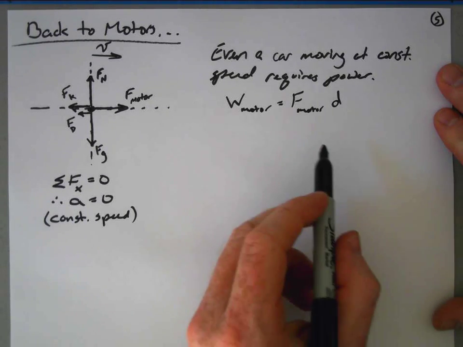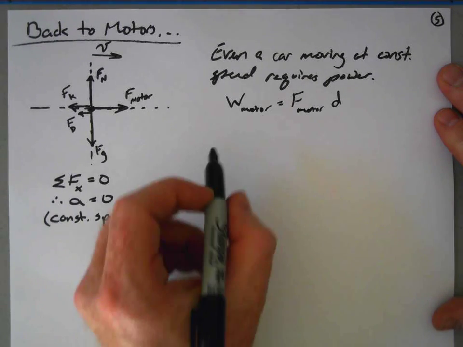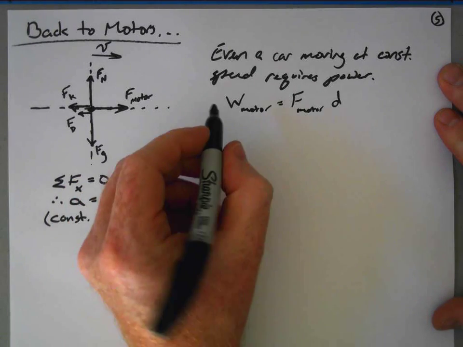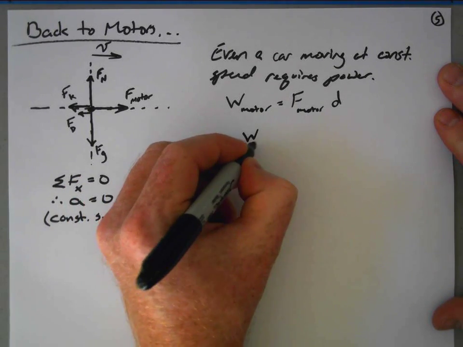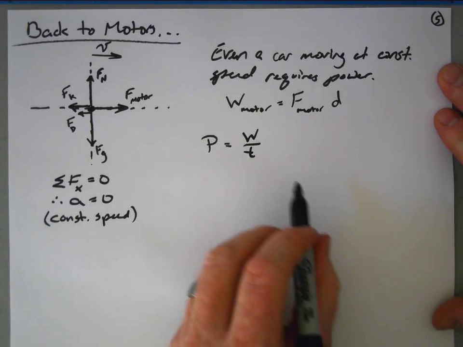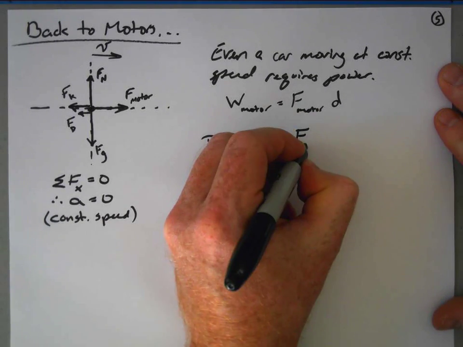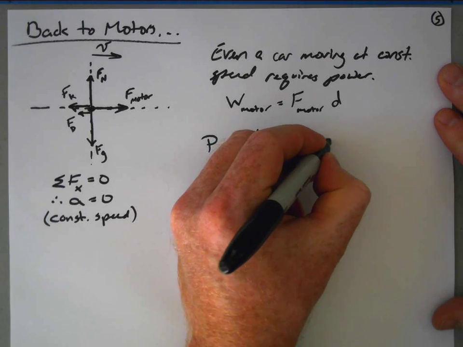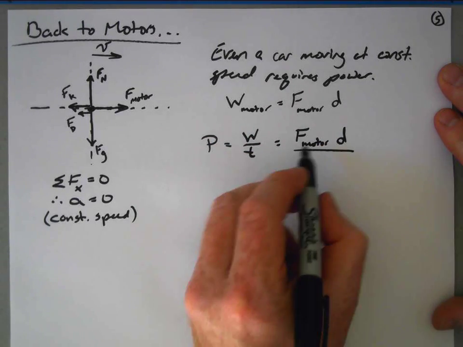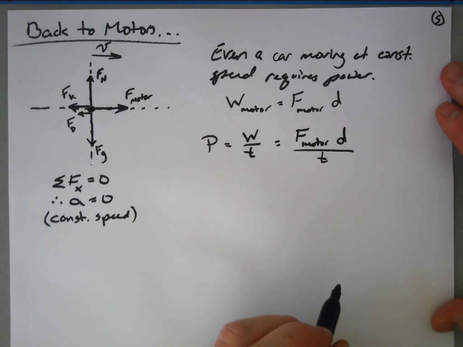Well, how is this going to look in an equation for power? We have the power produced by the motor. That's equal to the work divided by the time it takes. And the work is just force times distance. Force of the motor times distance. And then we're dividing by the time it takes to do this work.